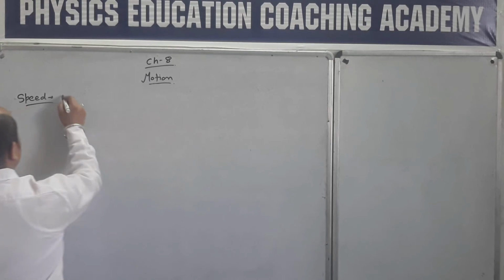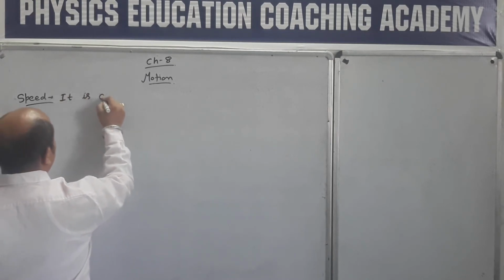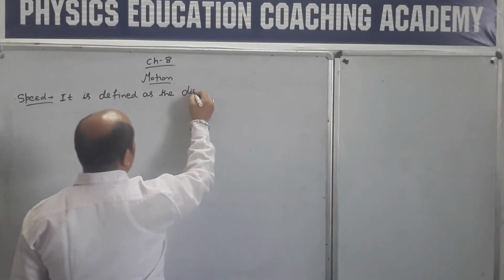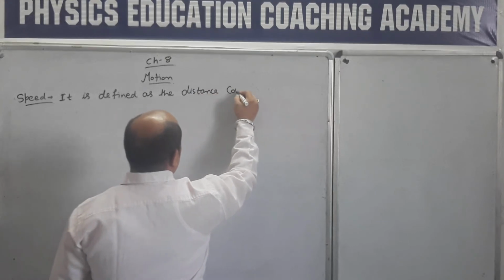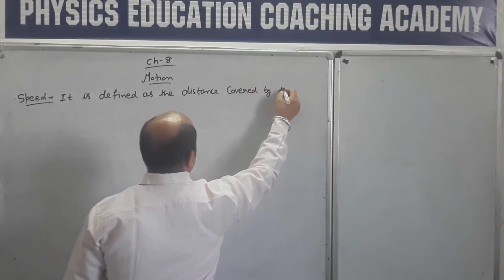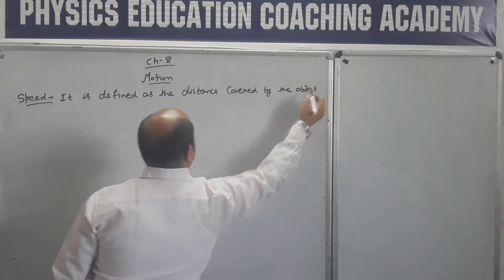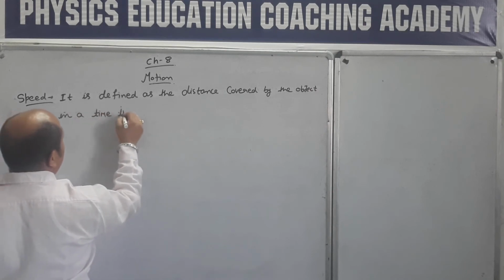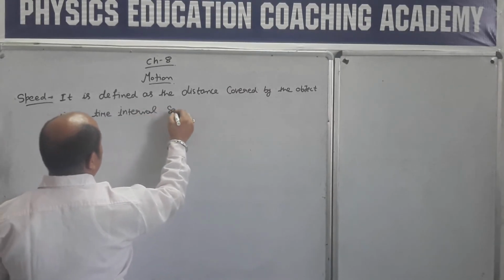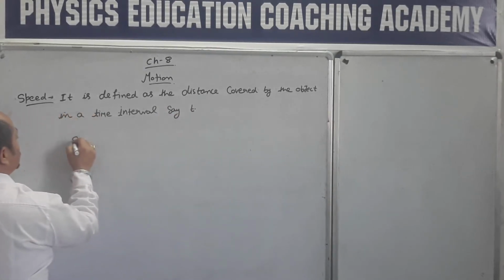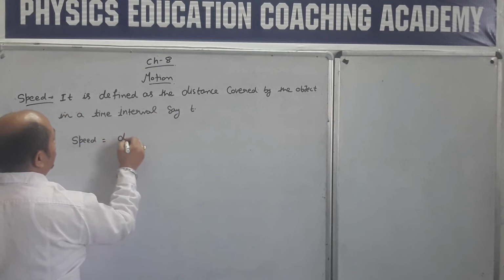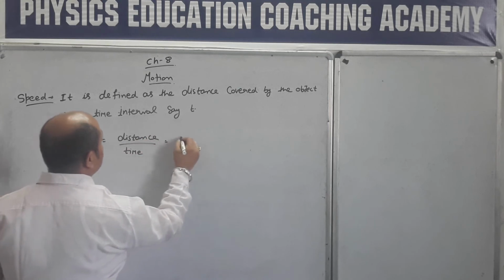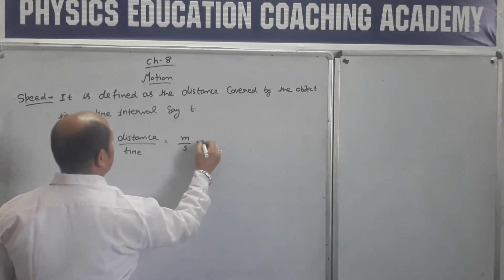What is speed? It is defined as the distance covered by the object in a time interval say t. Speed is given by distance upon time and its unit is meter per second.